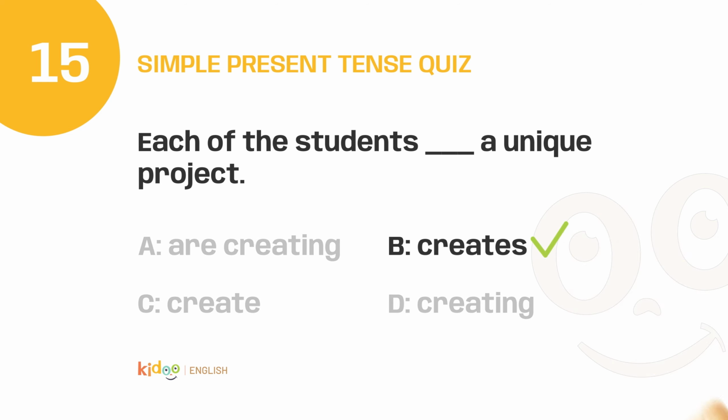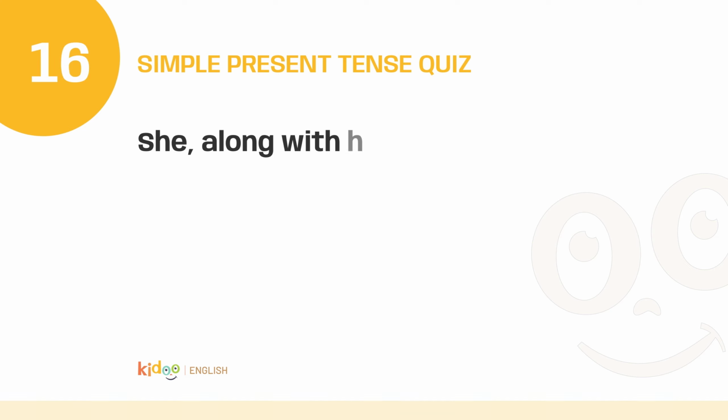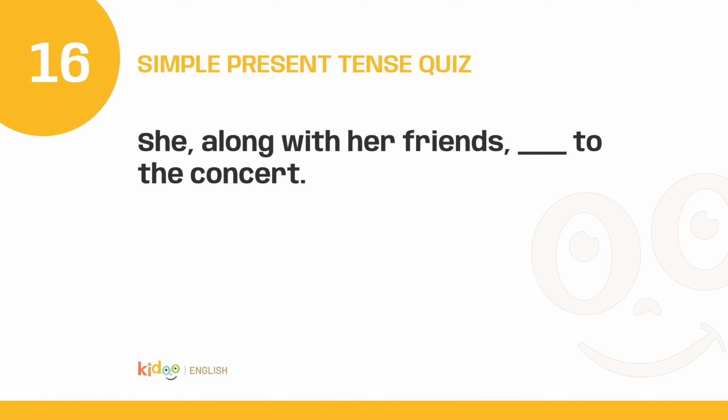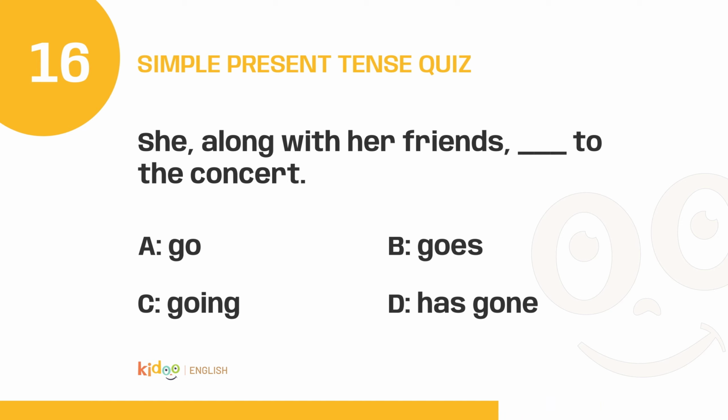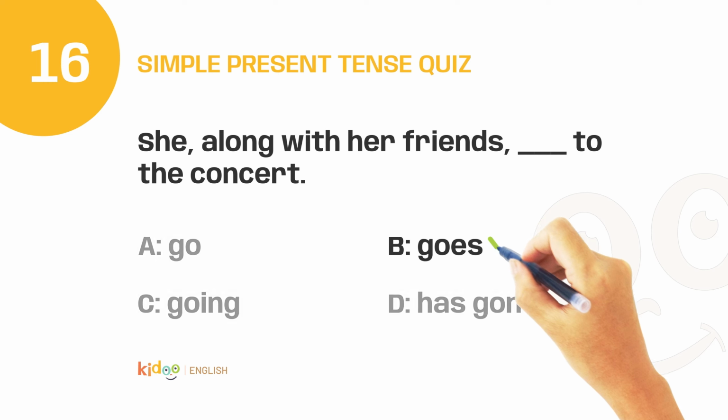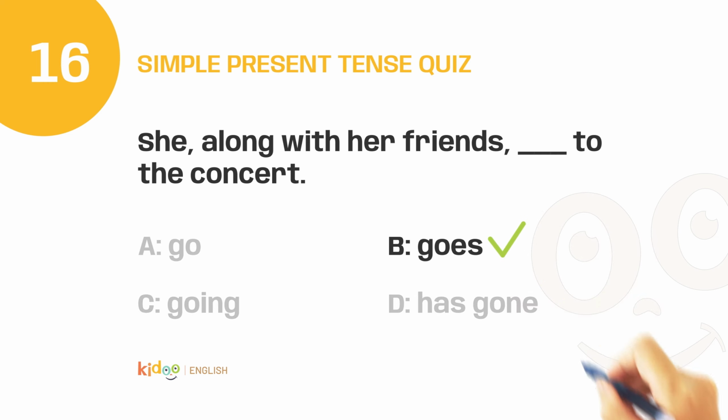Each of the students creates a unique project. Each is a singular subject, so it pairs with the singular verb creates. She, along with her friends, goes to the concert. The subject she is singular, so the correct verb form is goes.